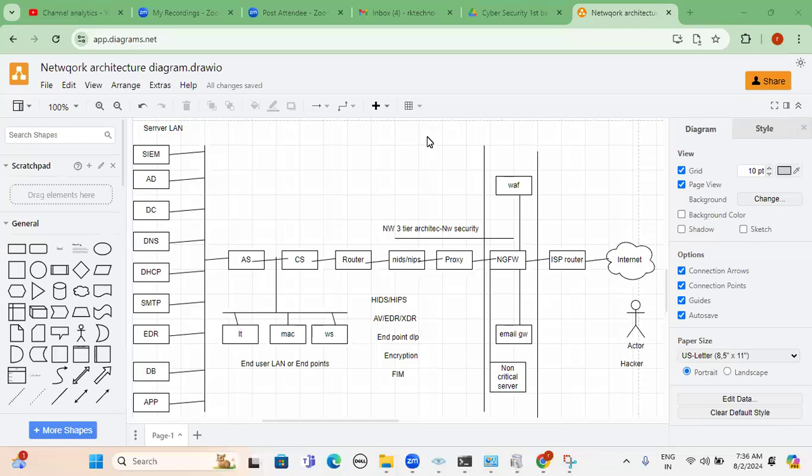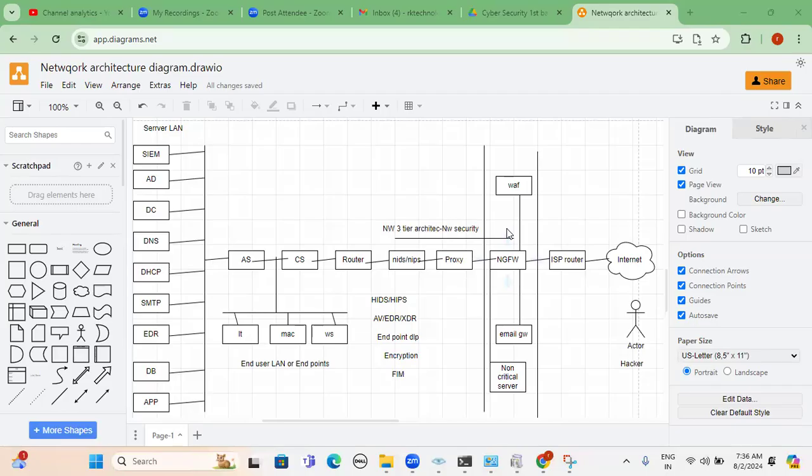This network architecture diagram is applicable not only to on-premise or data center, but to cloud as well. Whenever you want to architect a design for any organization, this is the way we have to follow. The only difference between on-premise and cloud is that in the cloud, the web application firewall comes in first place, and in our on-premise environment, it comes in parallel to the next generation firewall. That is the only difference. Everything else remains the same.